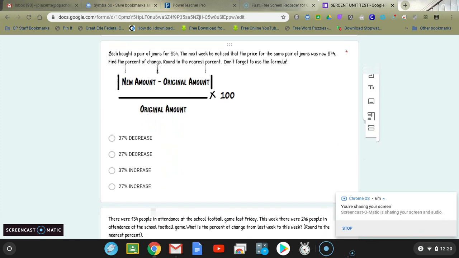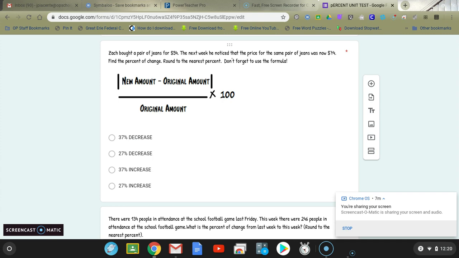All right, Zach bought a pair of jeans for $54. The next week, he noticed that the price of the same pair of jeans was now $74. So that's the new amount. Find the percentage change, round to the nearest percent. Don't forget to use the formula. So I have the formula there for you. So the original price was 54, the new price is 74. So go ahead and substitute all that in, and then is it an increase or decrease? So 37% decrease, 27% decrease, 37% increase, or 27% increase. Be careful.